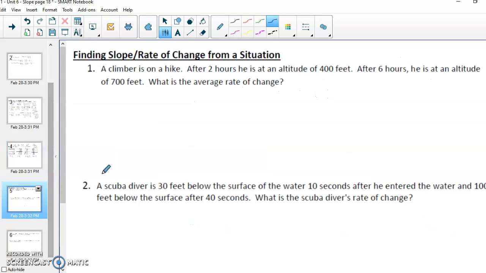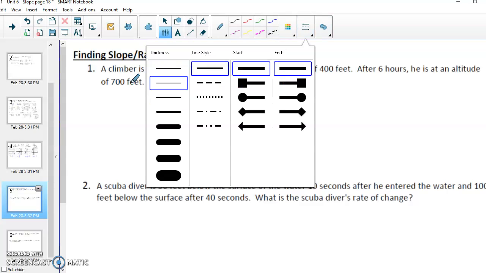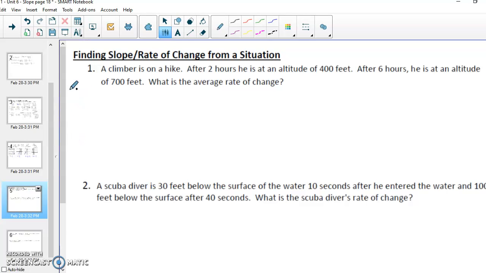Finding slope or rate of change from a situation. I said at the beginning, rate of change would be applying to word problems. The best way to do these is actually to make them into ordered pairs. A climber is on a hike. After 2 hours, he is at an altitude of 400 feet. Remember, I've told you that almost all the time is our x value. So (2, 400). After 6 hours, he's at an altitude of 700 feet.